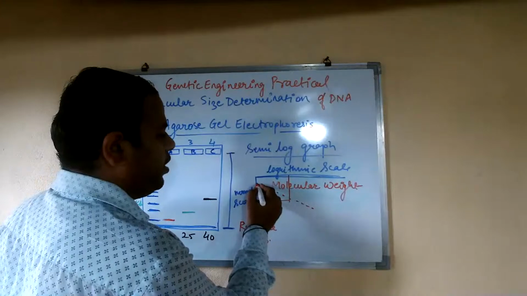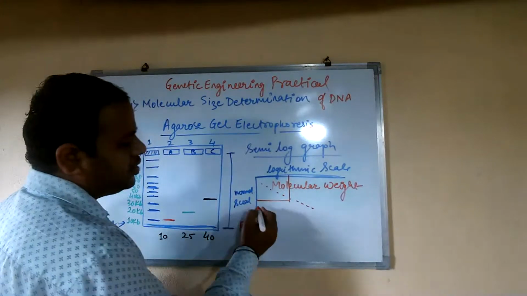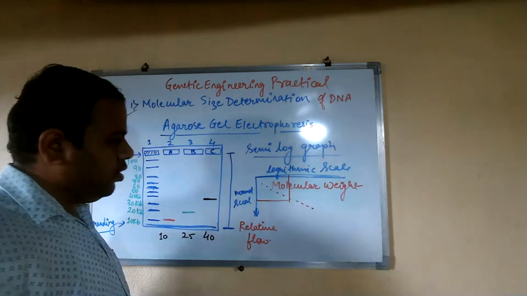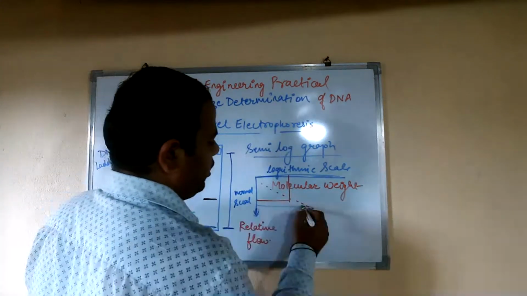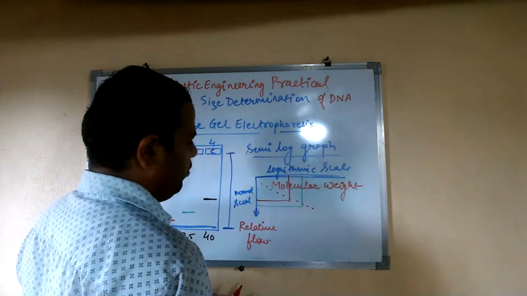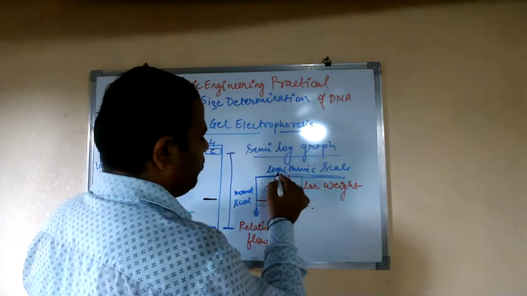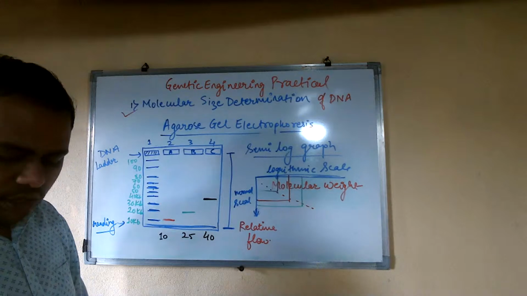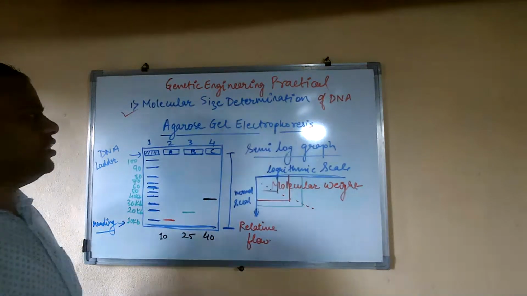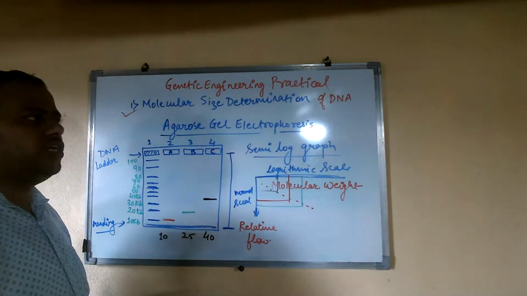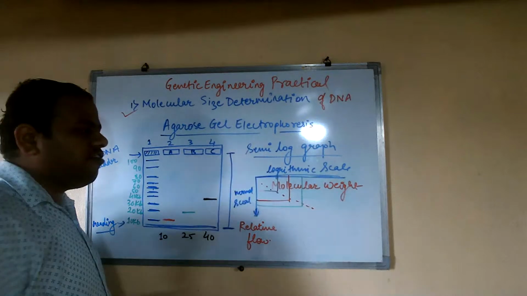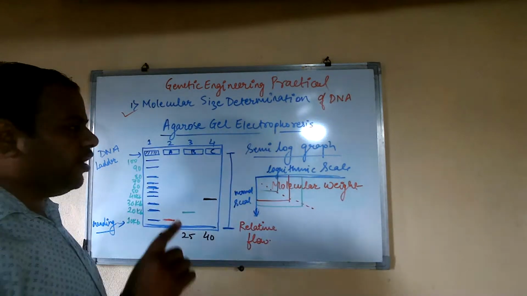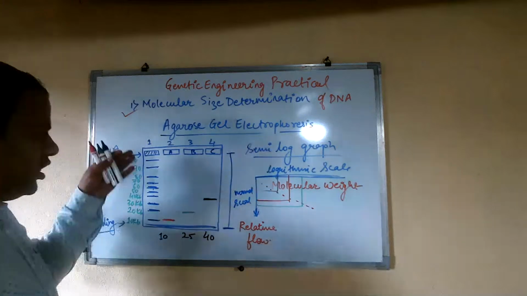Sample A will be like this, sample B like this, and sample C like this. So you can determine the molecular weight of samples A, B, and C like this. In this way, molecular size determination of DNA uses the semi-log graph paper, from which you can determine the exact molecular weight of different samples of DNA using the DNA ladder.